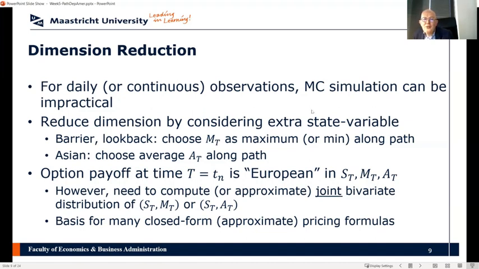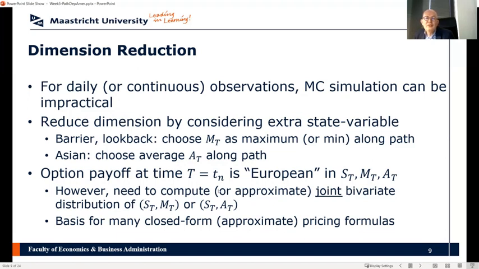And what's the trick of using this extra state variable? Well, typically those payoffs are relatively simple. So then the option payoff is kind of a European type of option, let's say, when I take this extra state variable into account. So I can take the final stock price and the maximum, so that I can use to do these lookback or these barrier options. And if I take the final stock price and the average, I can typically price Asian options.